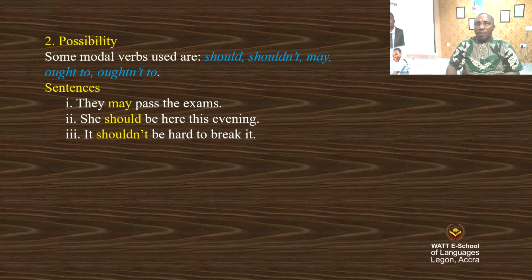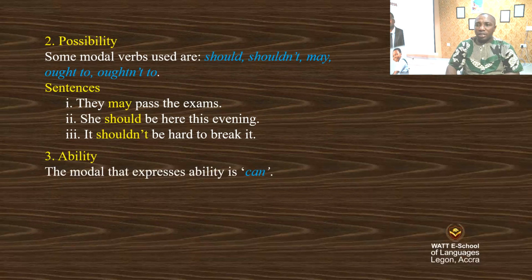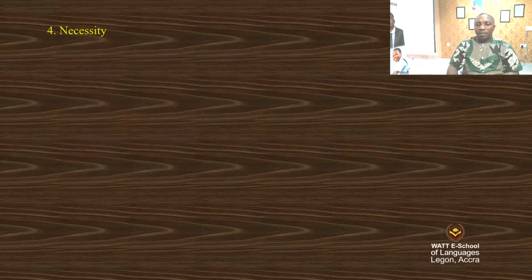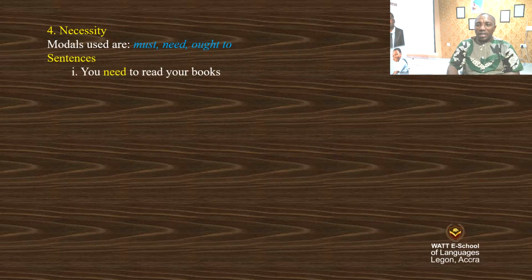They also express ability. The modal that expresses ability is can. Example, the boy can write. She can eat the food. Let's have a look at necessity. Modals used are must, need, ought to. Examples: you need to read your books. You must wake up from bed by 3:30 a.m. He ought to be punished.